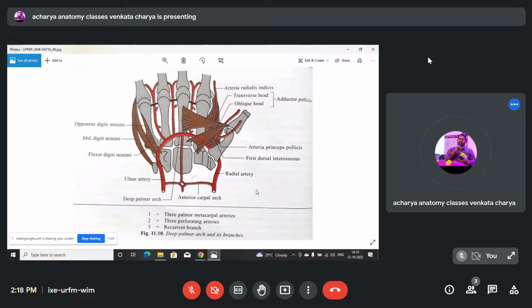Next, posterior transverse branch of the radial artery and posterior transverse branch of the ulnar artery.